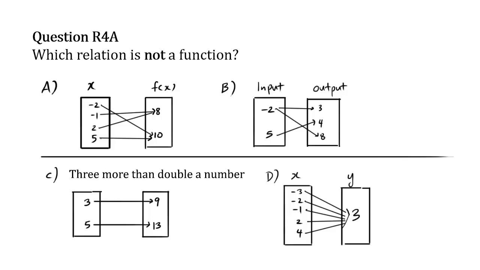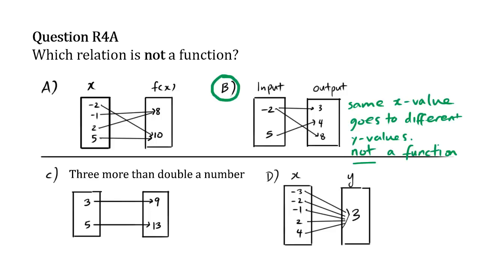The answer to this question is B. Which relation is not a function? For something to be not a function, the same x value, this x value of -2 here, goes to different y values. So for a given -2 x value, we have two different y values. The output is the y value, the input is the x value.